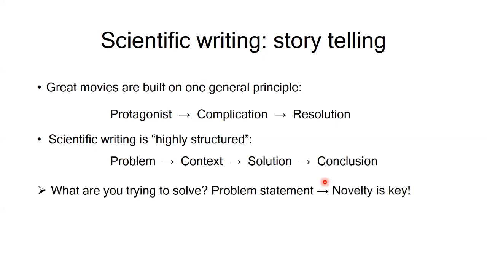Okay, so the main questions that we ask when trying to come up with a way of writing in science is, what are you trying to solve? This is the first question and probably the most important question. In other words, you're trying to come up with a way of explaining your problem. So this has to be very clear. It has to be in plain language, and it has to be understood by everyone.